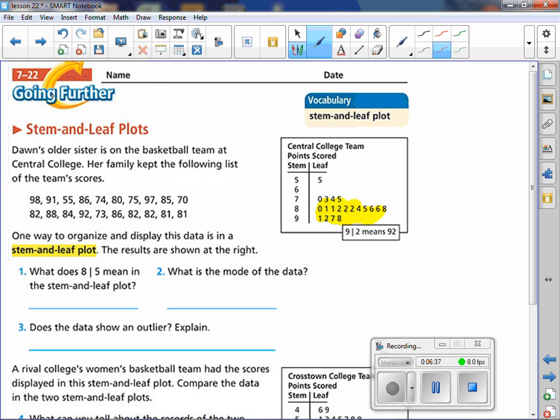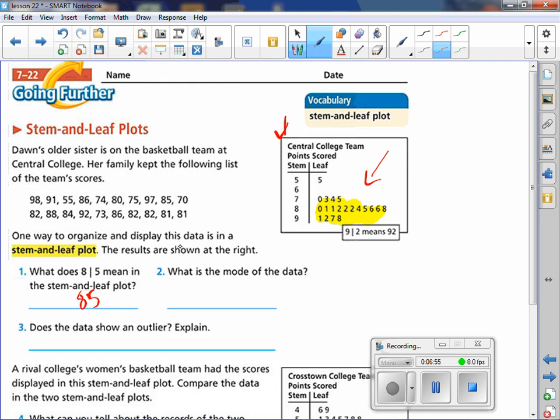So I want to talk about this again really quickly. Remember that the stem is this piece here, and the leaf is this data on this side, and when we have something like 8 and then a 5, it actually means 85. Okay, so that represents that.